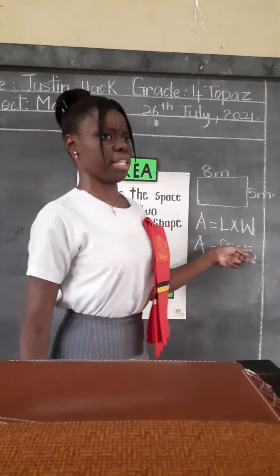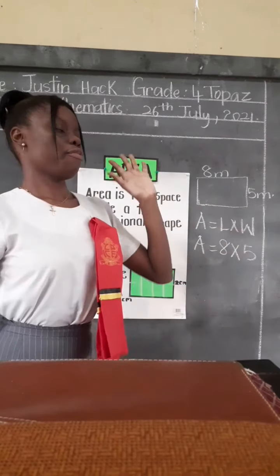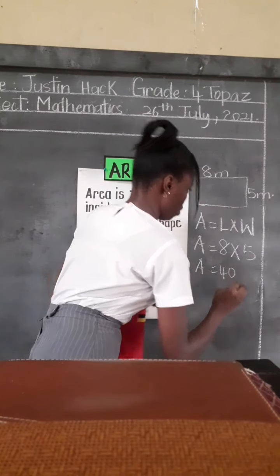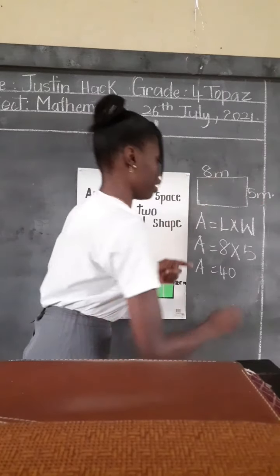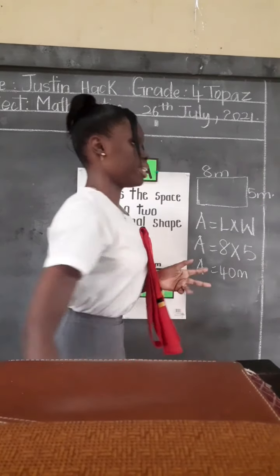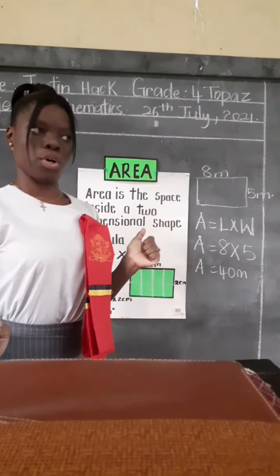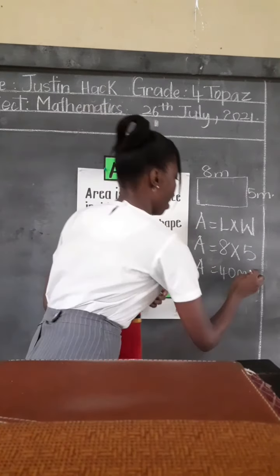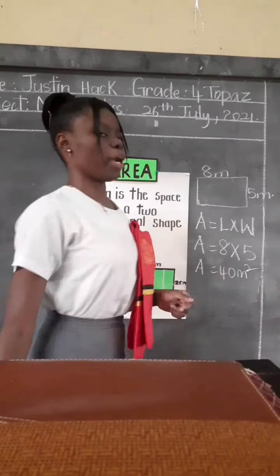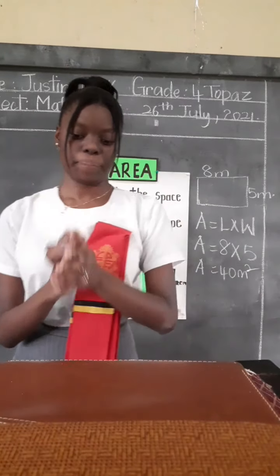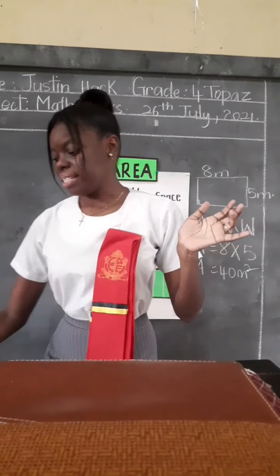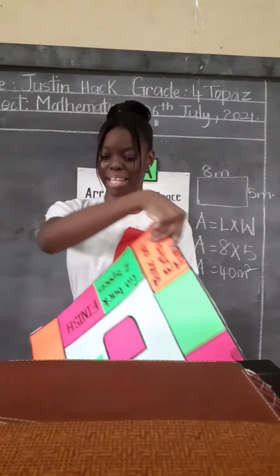And 8 times 5 is how much? 40. Very good. So 40 what? We put back our unit, and our unit is meters, and that's it. No, Miss, what is it? We have to put our answer in squares. Very good. Good job.